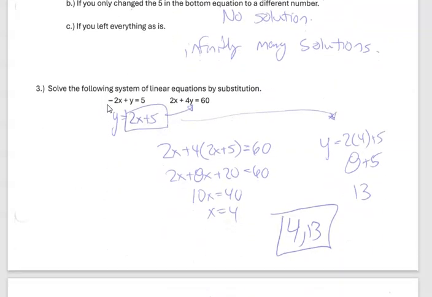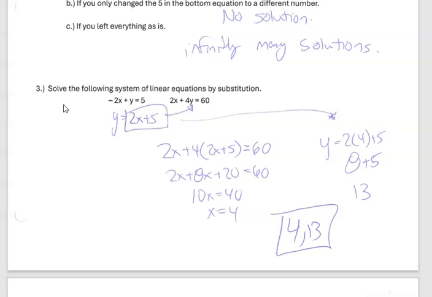The next one is solved by substitution. The reason I put this problem in is because I had some people who were struggling with solving by substitution. The easiest equation to get into y equals or x equals form is that one on the left. All you have to do is add 2x to both sides. So now you have y equals 2x plus 5, and you can substitute into the right one.